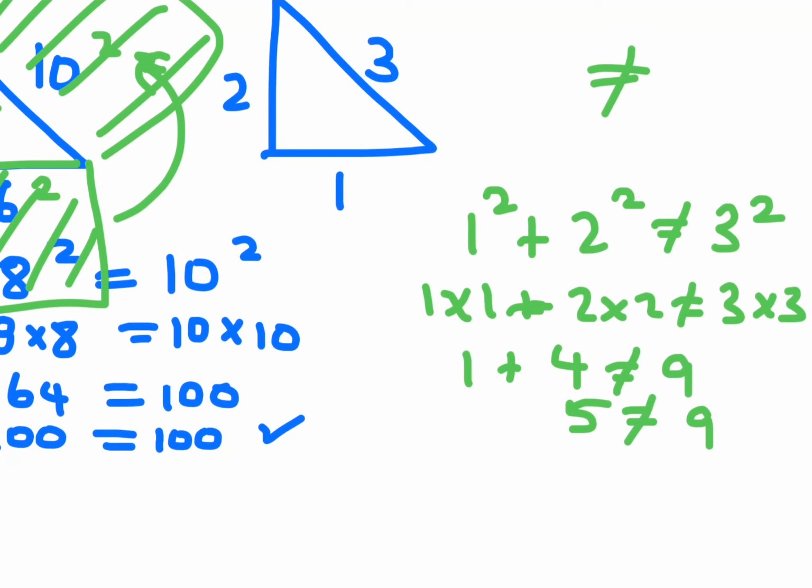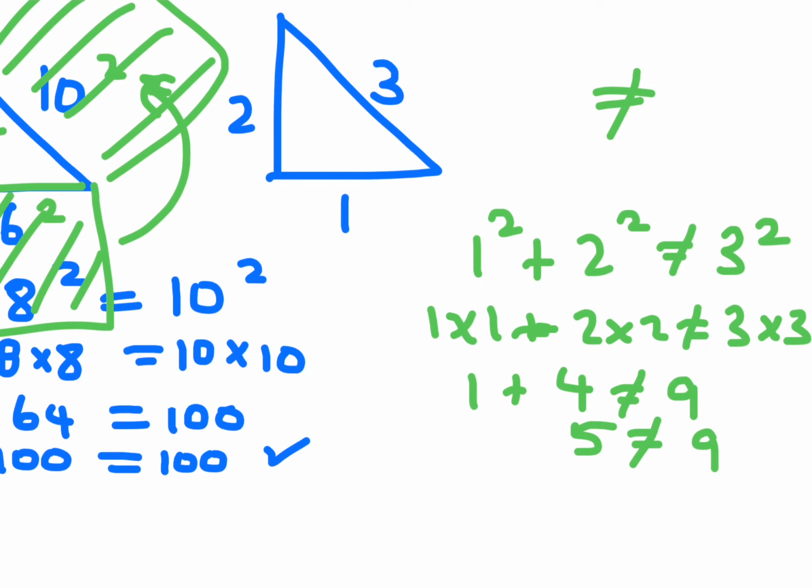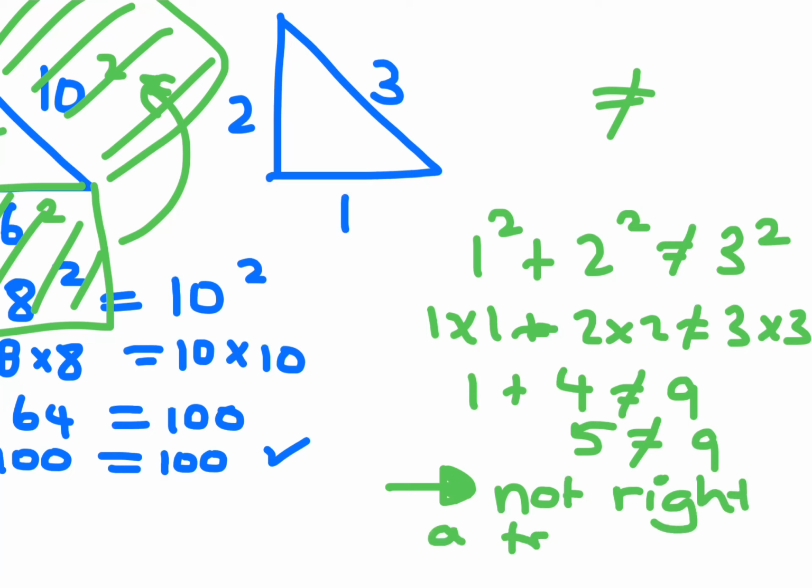So the sum of the squares of the two shorter sides is not equal to the square of the hypotenuse, or the square of the longest side, which would have to be the hypotenuse. Therefore, it is not a right angle triangle, and it does not have a hypotenuse.